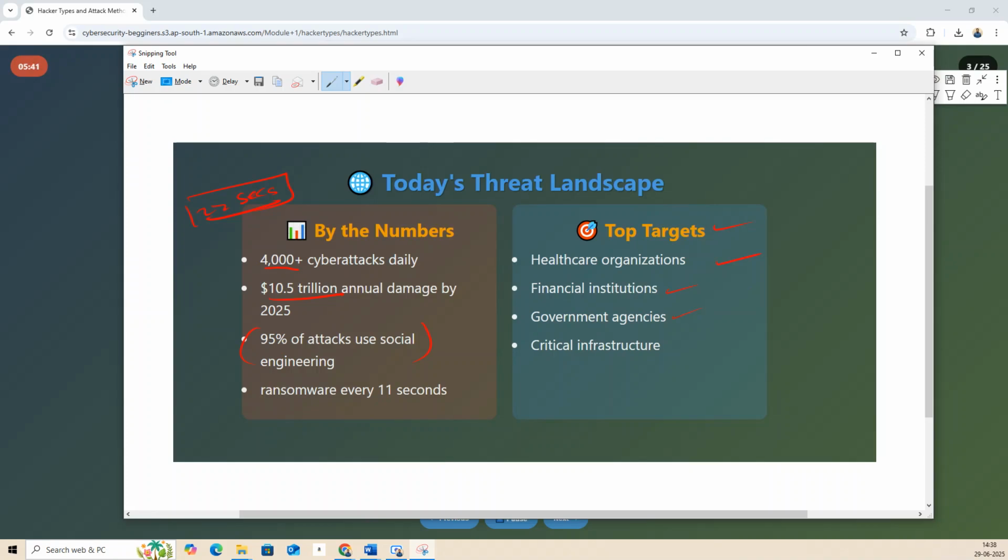And the critical infrastructure itself, power grids, water treatment facilities, transportation systems, these are the targets that can cause real world physical damage.